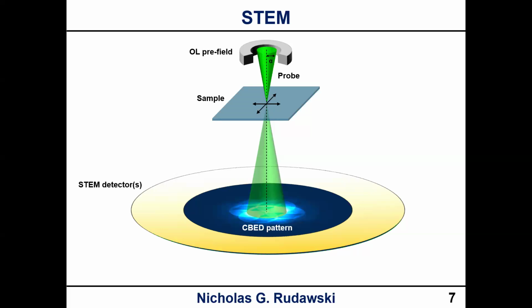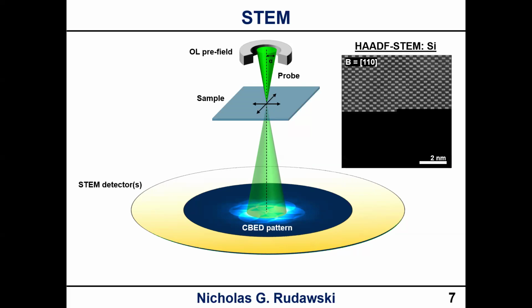Now, I've shown just one STEM detector here, and this would be what's called an annular detector, but you could have more than one detector. You could have a detector that's just a circle. You could have a detector that's actually in segments. I'm just showing one here that's annular, just for simplicity. The STEM detector then converts that CBED pattern into a signal, and it maps it for that pixel, and it does this pixel by pixel.